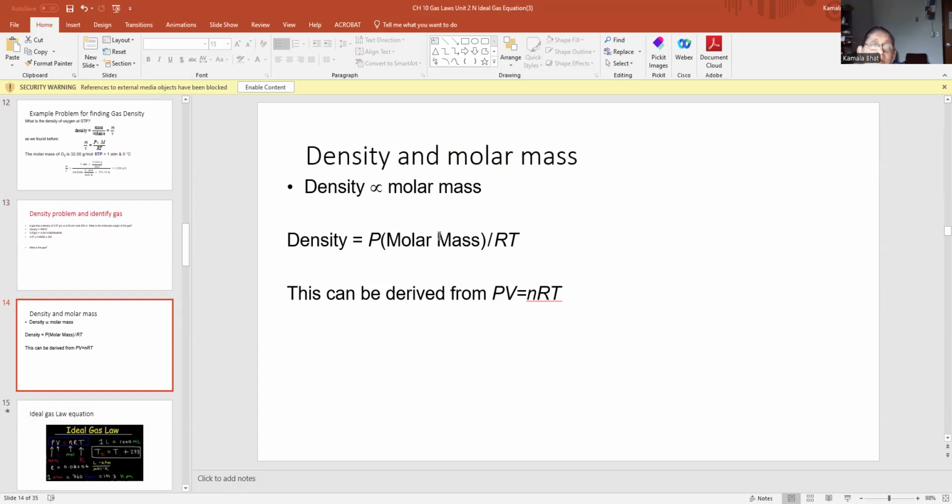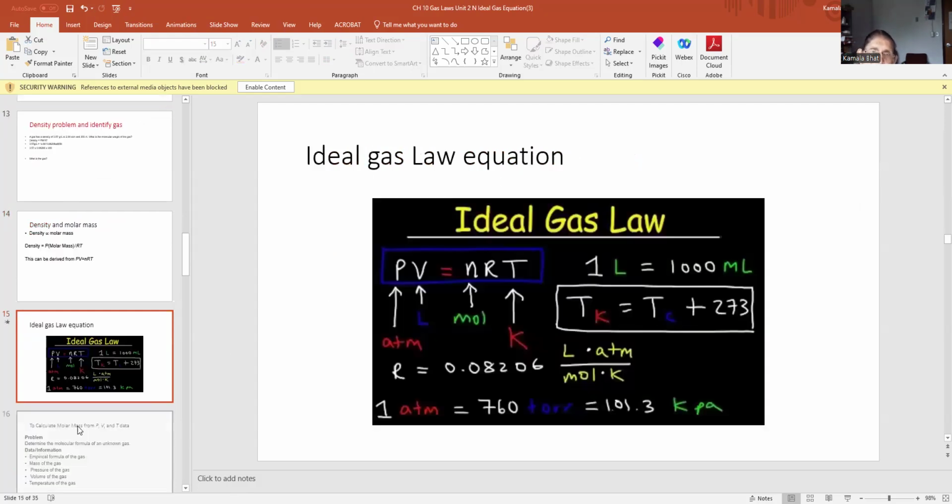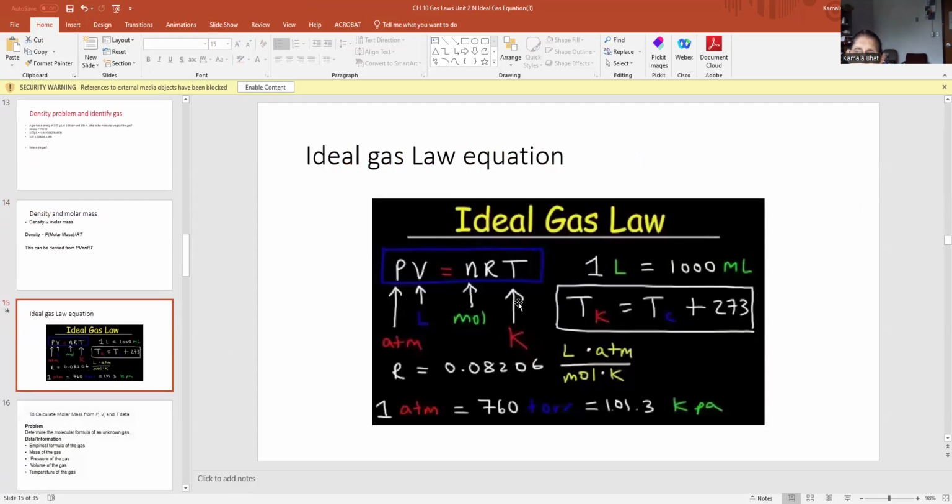Now, density and molar mass: density is directly proportional to the molar mass. Density is equal to P times molar mass divided by RT, and therefore this can be derived from PV is equal to nRT.